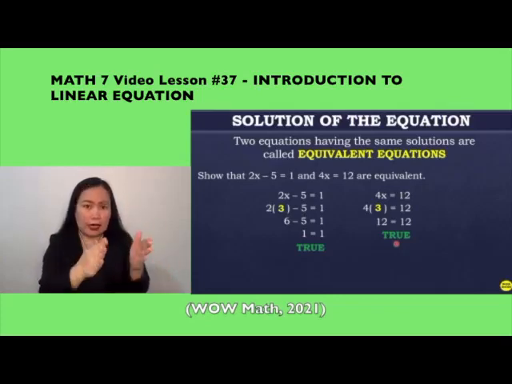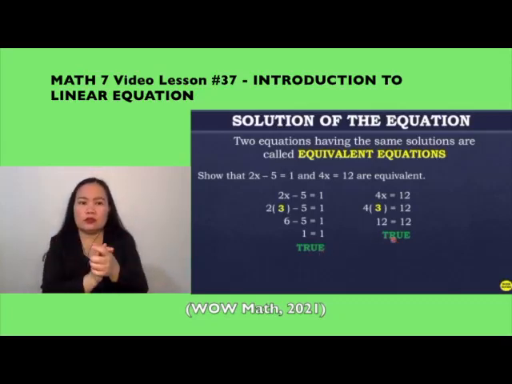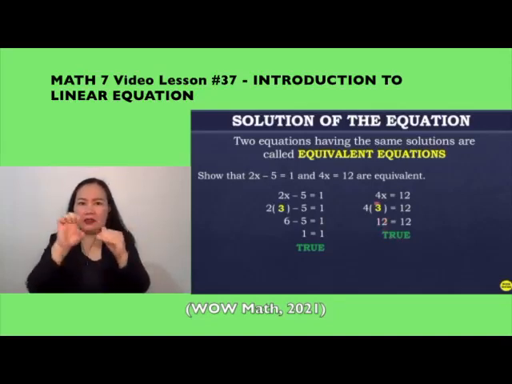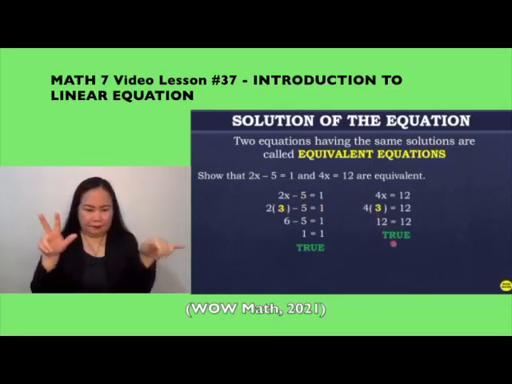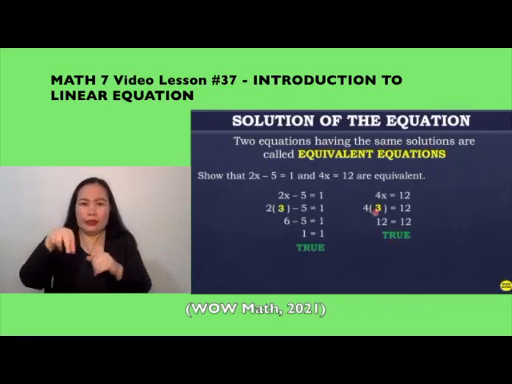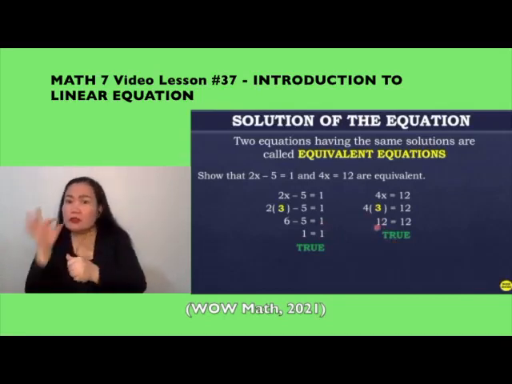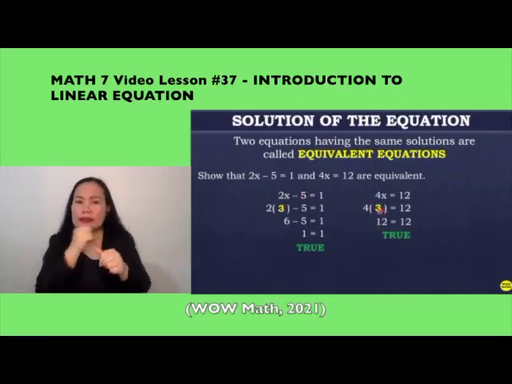Now, halimbawa, ma'am, nag-true dito, tapos dito false. Ibig sabihin, hindi yun ang solution. Ibig sabihin, hindi sila equivalent equations. Kasi kung nag-true na dito, ibig sabihin yun ang solution niya. Kaya kapag tinry mo si 3 dito sa kabila at nag-false, ibig sabihin, hindi 3 ang solution niya. Halimbawa lang yun, ha? So, halimbawa, nag-substitute ka dito ng 3 at nag-true. So, dito naman, nag-substitute ka ng 3, tapos lumabas false. Ibig sabihin, hindi sila equivalent equations. Okay? Kasi dapat, kung nag-true dito sa 3, dapat mag-true din dito sa kabila, kung 3 ang isa-substitute mo.